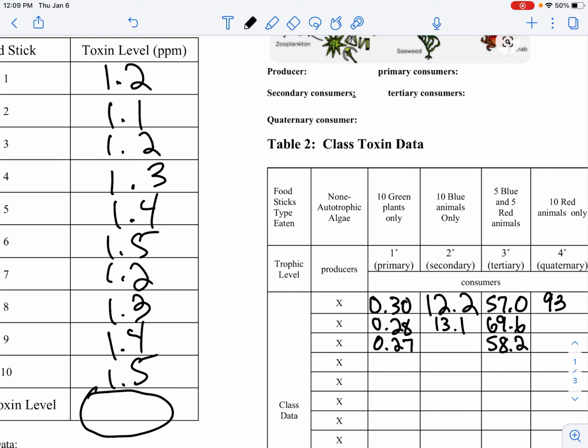Liz, did you get finished? Yeah. You were a primary? Yeah. Okay, what's your total? 0.29. 0.29 for a primary. And you got 18.2 for a secondary. So 0.29 for a primary, 18.2 for a secondary. And 0.30. He's done? Okay, and Jeremy was a primary, 0.30.